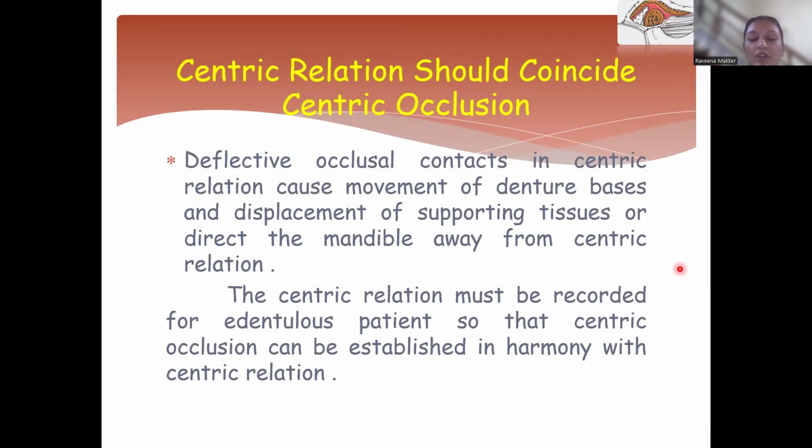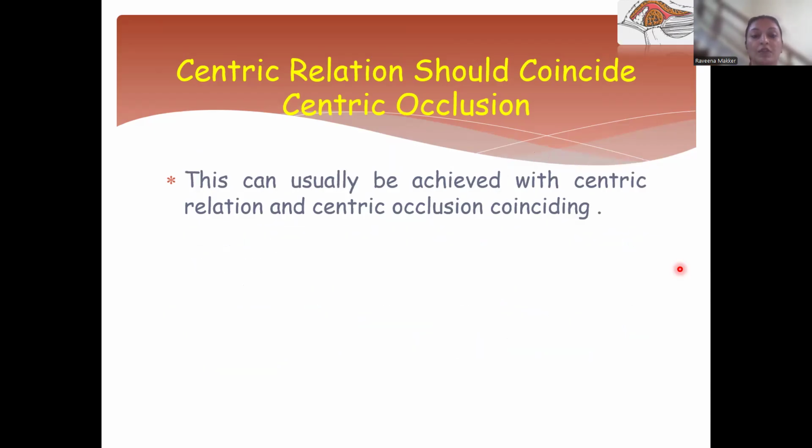Now, deflective occlusal contacts in centric relation may cause movement of the denture bases and displacement of the supporting tissues, and direct the mandible away from the centric relation. So, the centric relation must be recorded for the edentulous patient so that centric occlusion can be established in harmony with centric relation. This can usually be achieved with centric relation and centric occlusion coinciding in artificial dentures.